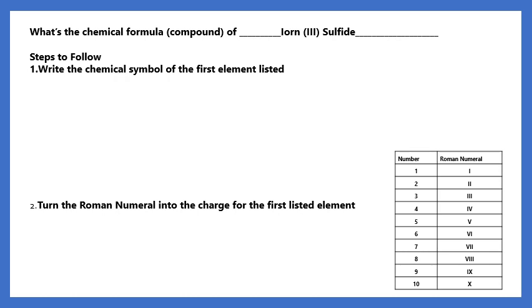So step 1 says to write the chemical symbol for the first listed element. Well, iron is our metal, and it's our transition metal.